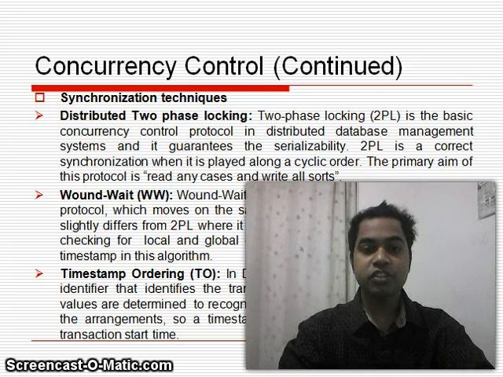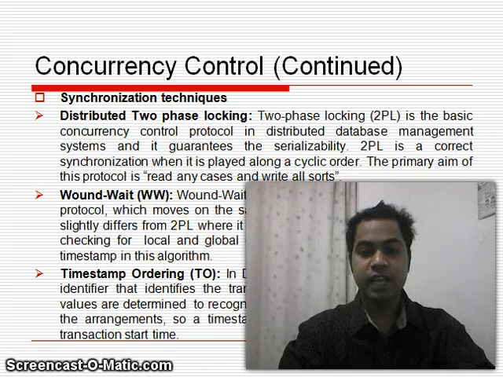It is a correct synchronization when it is played along a cyclic order. The primary aim of this protocol is read one, write all. Wound-wait is the second algorithm in the locking protocol, which moves on the same path as two-phase locking. It slightly differs from two-phase locking, where it must maintain wait-for information, then check for local and global deadlock. Deadlock is prevented using timestamps in this algorithm.